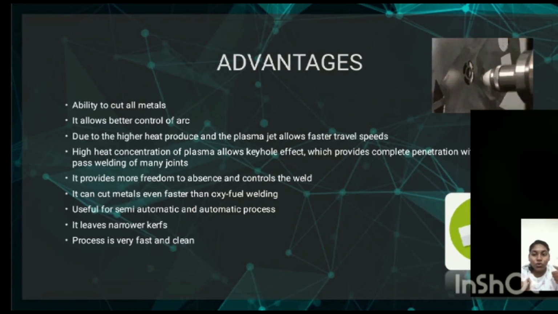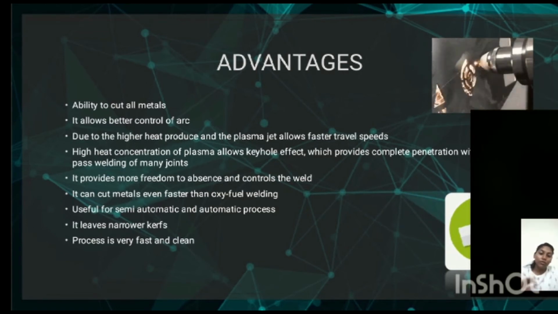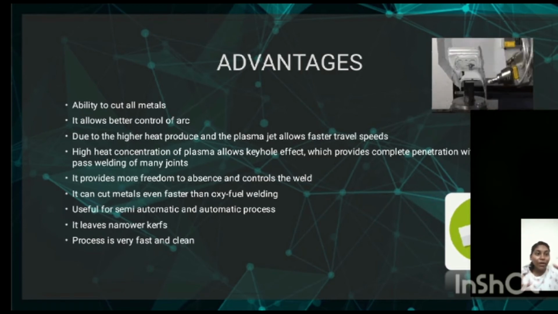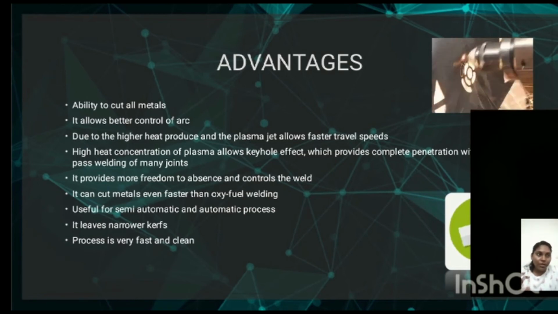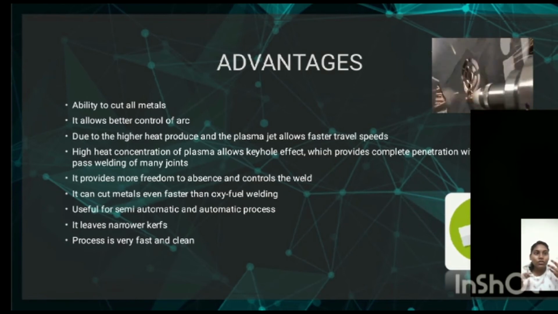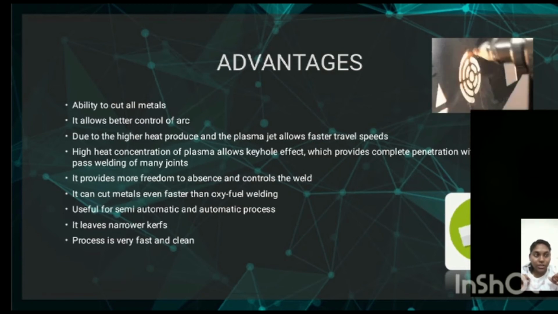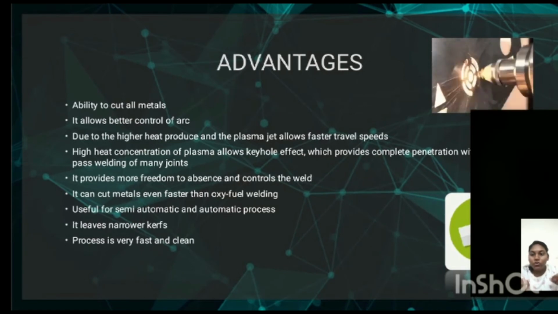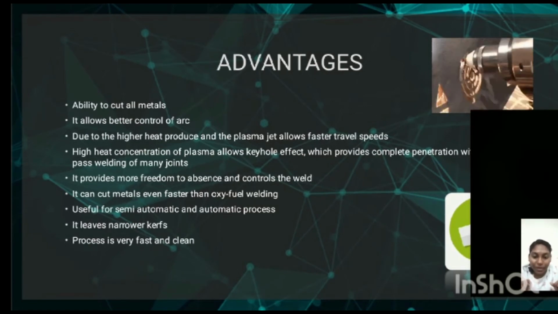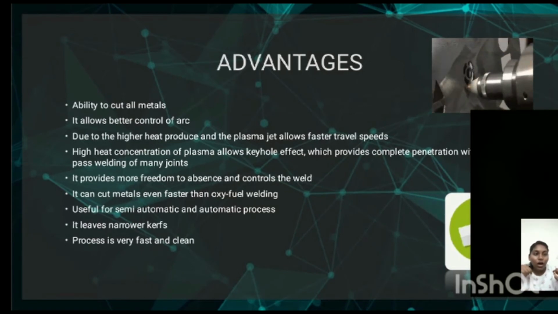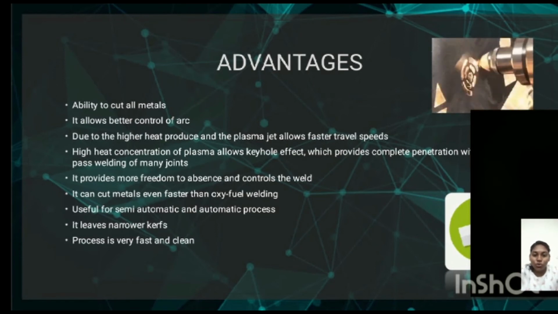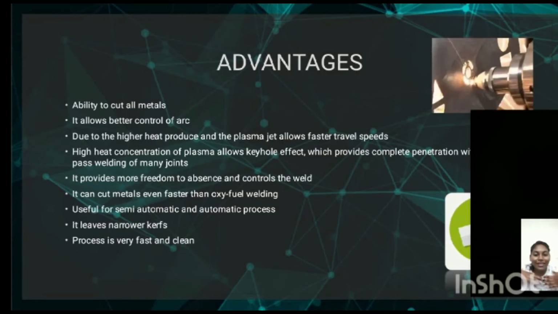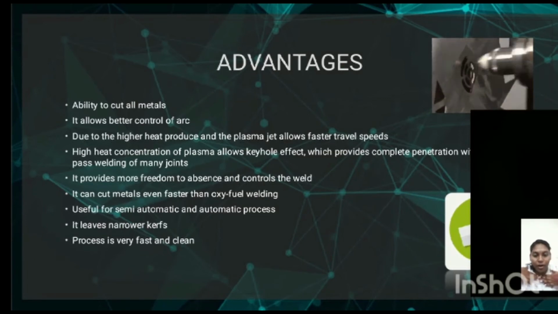So next, it is useful for semi-automatic and automatic processes. What does semi-automatic mean? Manual welding with equipment that automatically controls one or more welding conditions. So plasma arc welding is useful for that. Next, it leaves narrower curves. The picture also shows the narrower curves. Finally, the process is very clean and fast when we use plasma arc welding.